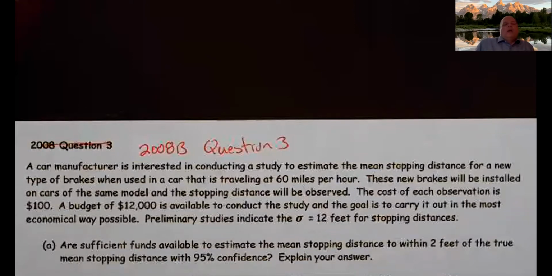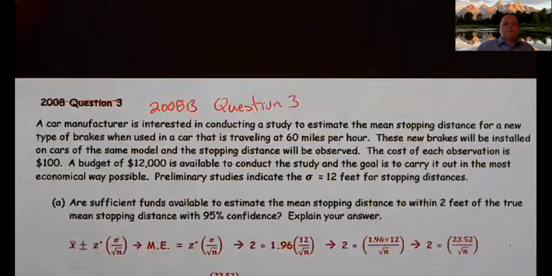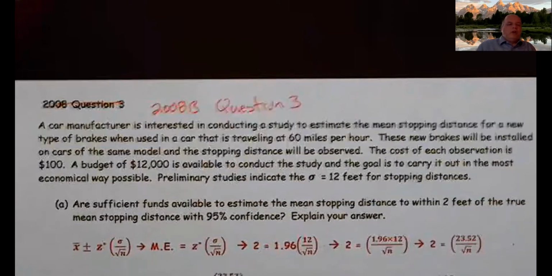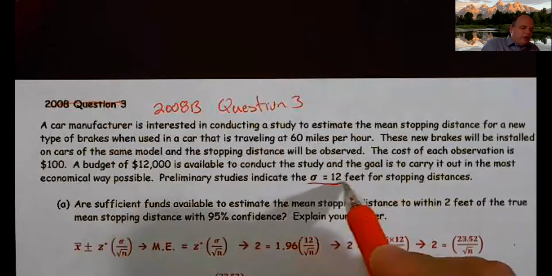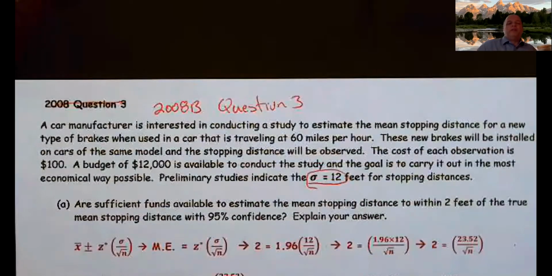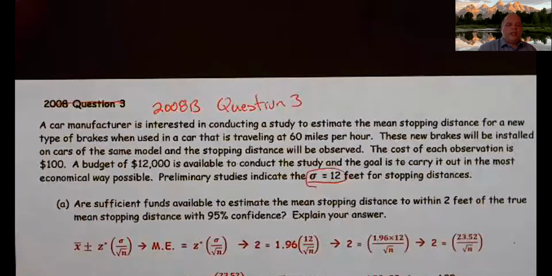All right. The question: are sufficient funds available to estimate the mean stopping distance to within 2 feet of the true mean stopping distance with 95% confidence? Explain your answer. Well, I start off and I write down the formula for the confidence interval. I know that this is a Z because I'm given the standard deviation of the population. Because I'm given the standard deviation of the population, I know I'm working with a Z instead of a T. So x bar plus or minus z star sigma divided by square root of n.